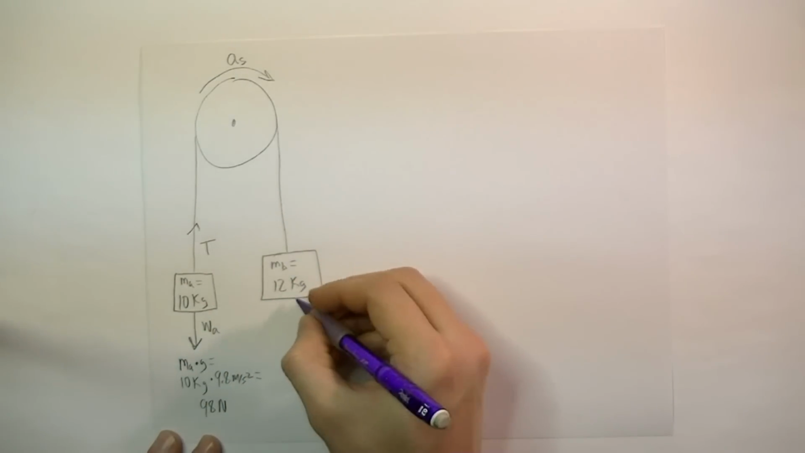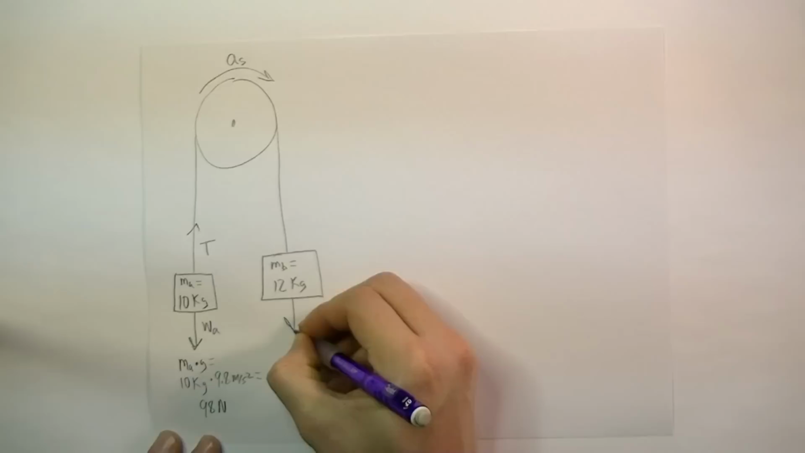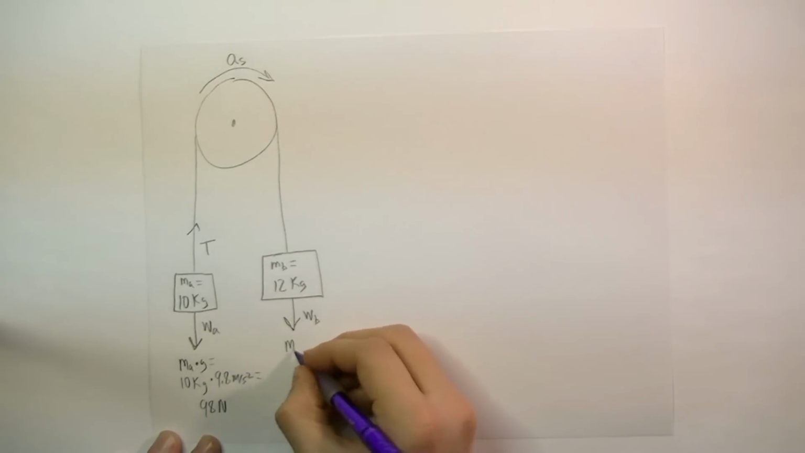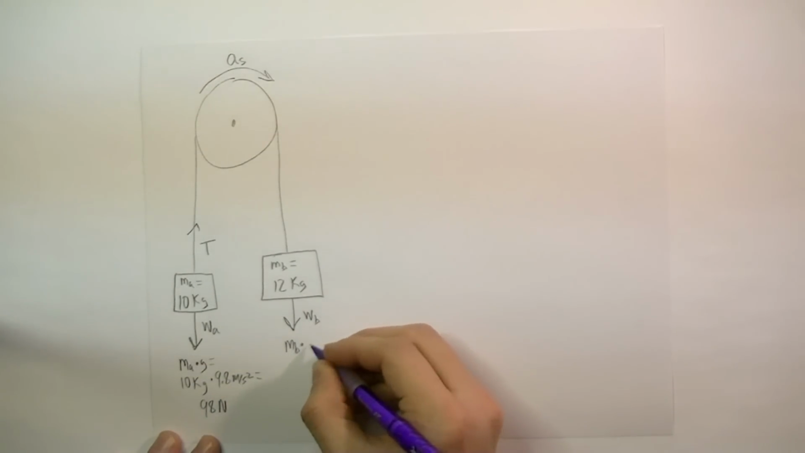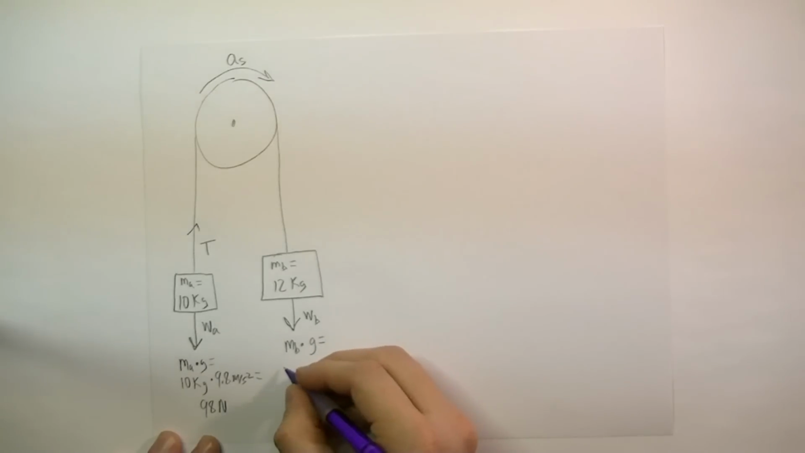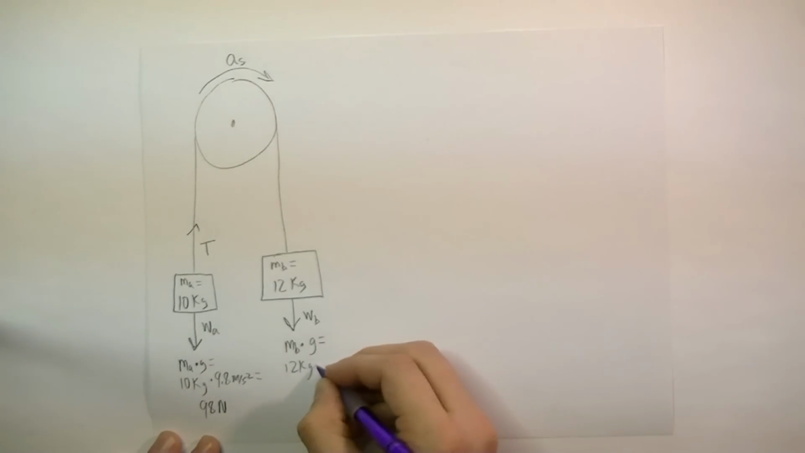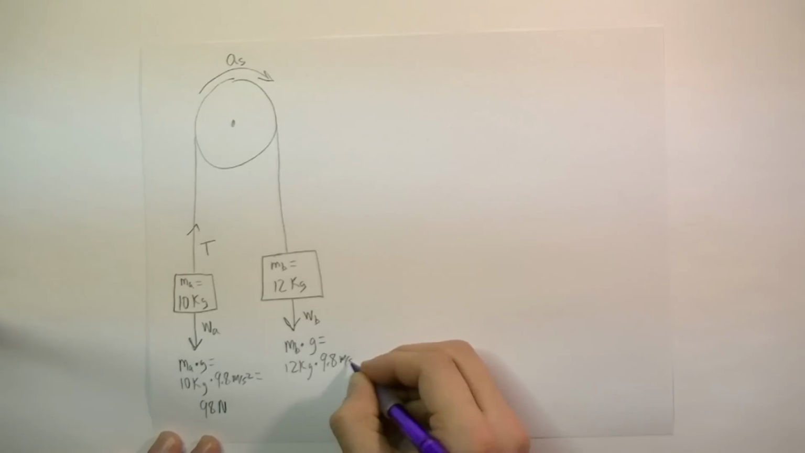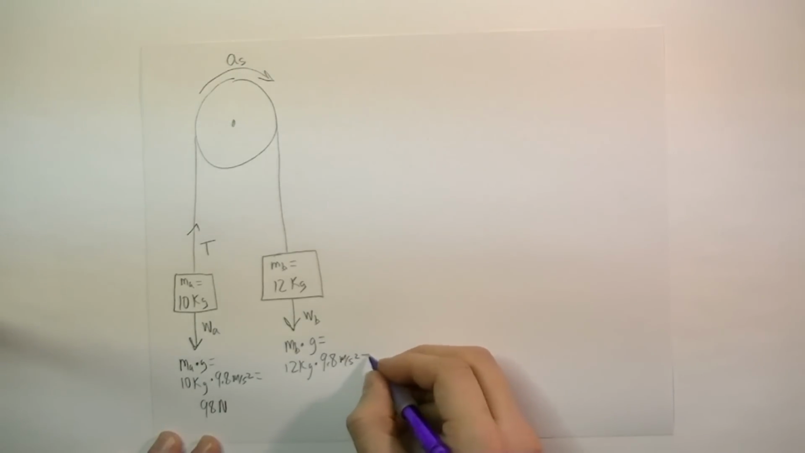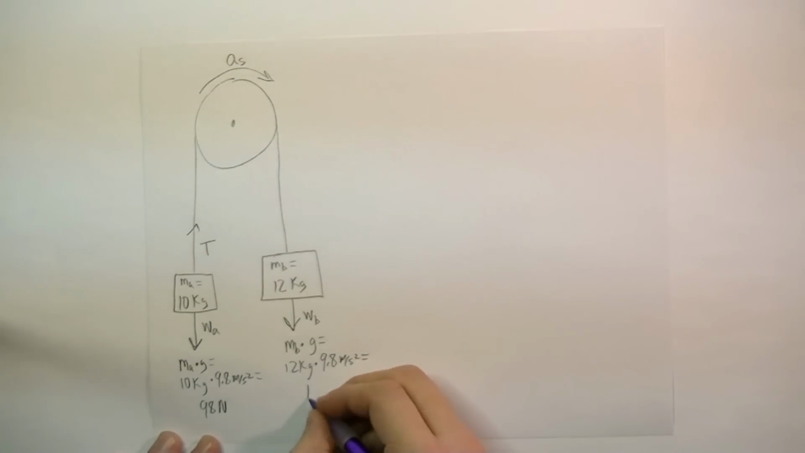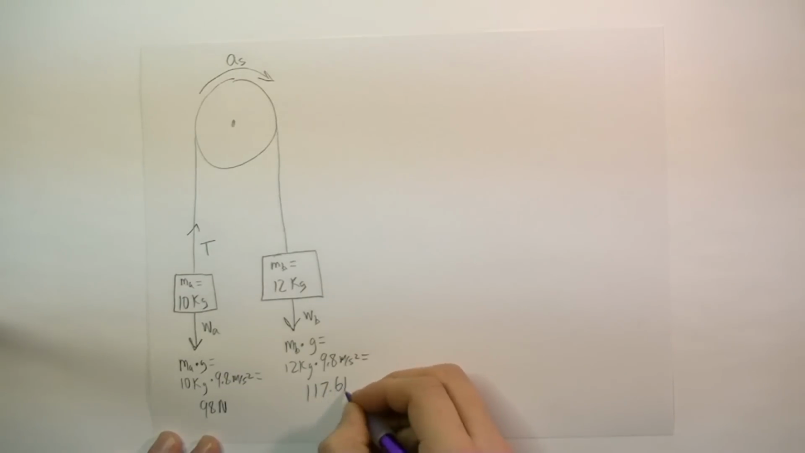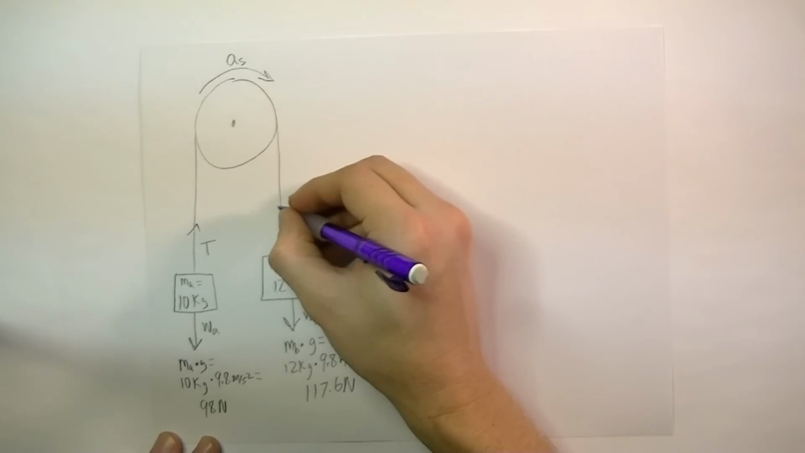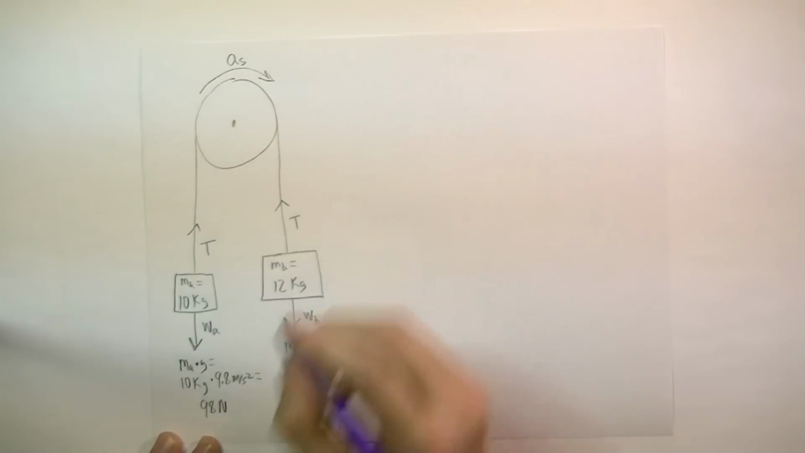Okay, and block 2 is very much the same. Two forces, the first being the weight of B, which is the mass of B times the acceleration due to gravity, which is 12 kilograms times 9.8 meters per second squared, and that gives us 117.6 newtons. And again, the other force here is the tension in the rope.